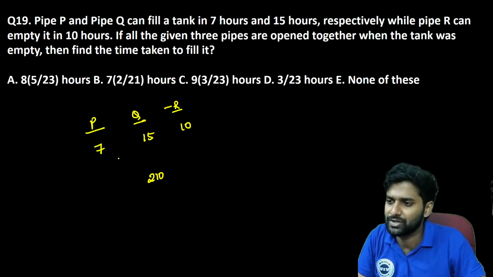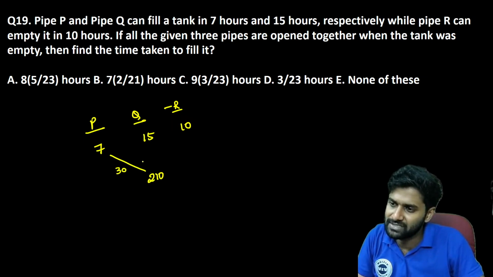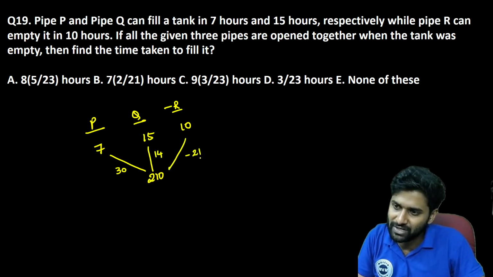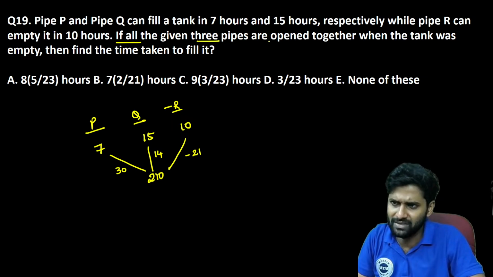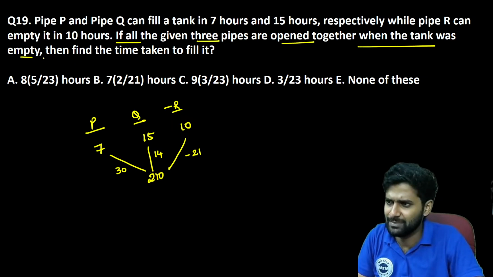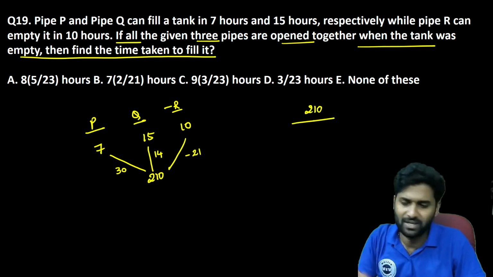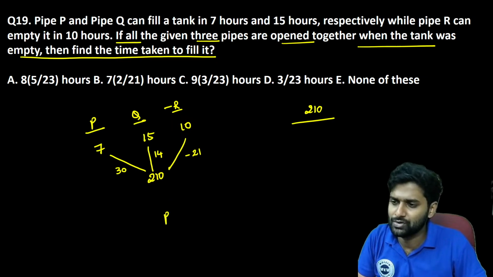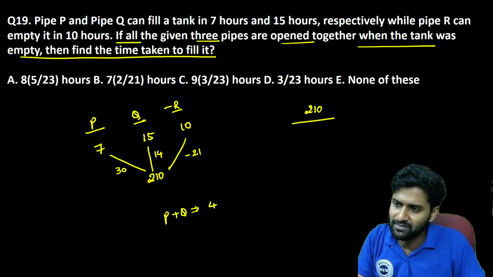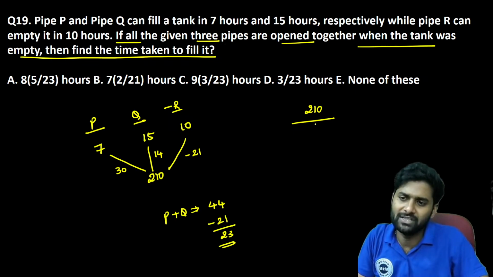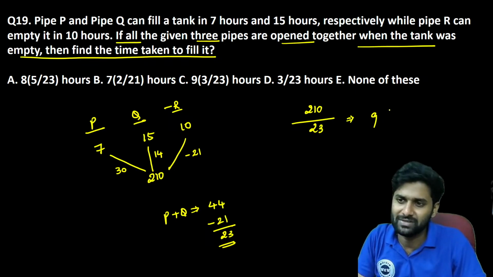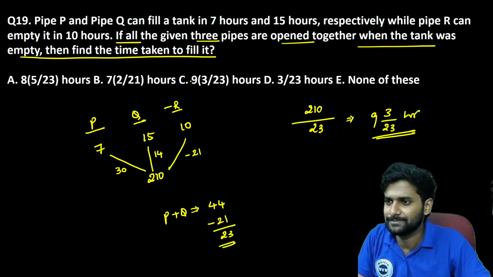Total tank capacity is 210 units. P delivers 30 units. Q delivers 14 units. R empties exactly 20 units. Now they clearly mentioned that all the 3 pipes are open together when the tank was empty, and we must find the time taken to fill. We need to fill 210 units of tank. If all work together, P and Q together deliver 44 units, right? R empties 21 units. So in total you will get only 23 units filled. So what is the total value here? 23 nines are 207. Remainder is 3, so 9 hours and a bit more.